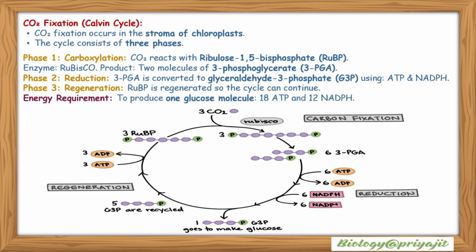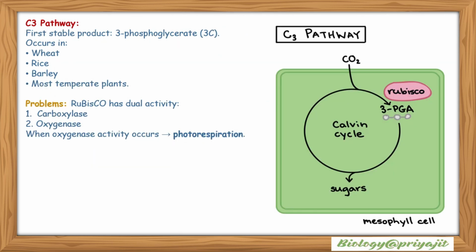Phase 2 is reduction. 3-PGA is converted to glyceraldehyde 3-phosphate or G3P using ATP and NADPH. Phase 3 is the regeneration step. Here RuBP is regenerated so the cycle can continue. Energy requirement to produce one glucose molecule: 18 ATP and 12 NADPH.